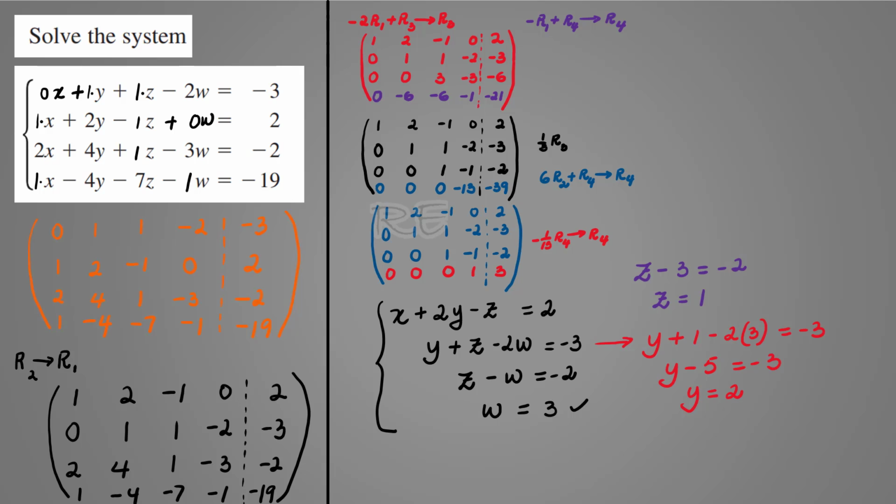And x plus 2y minus z is equal to 2. x plus 2 times 2 minus 1 is equal to 2. 4 minus 1 is 3. x plus 3 is equal to 2. Subtract 3 from both sides. x is equal to negative 1.